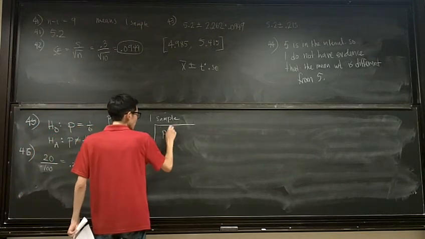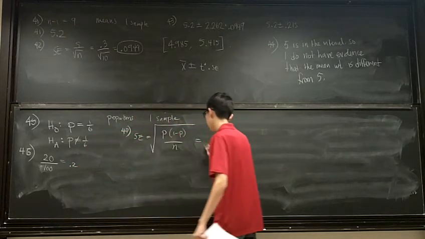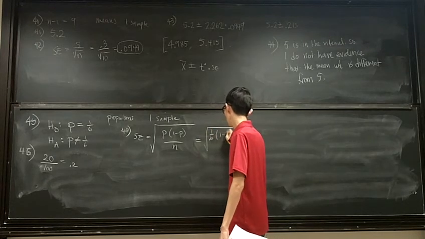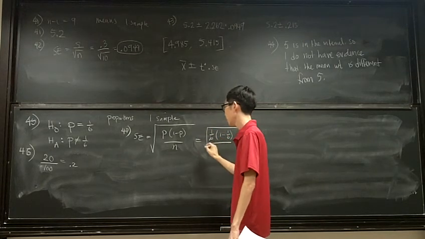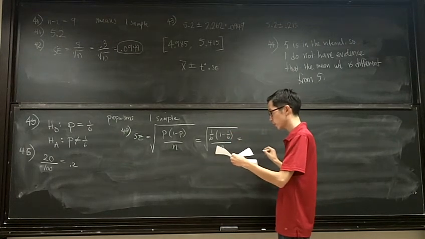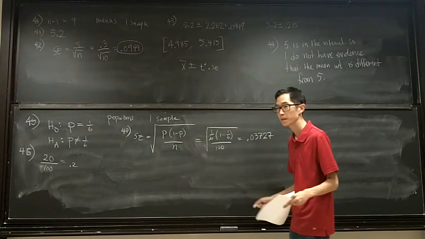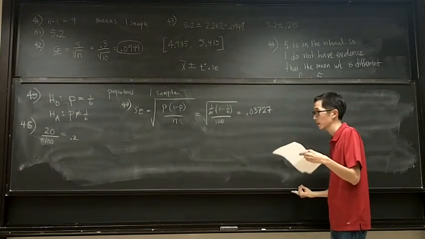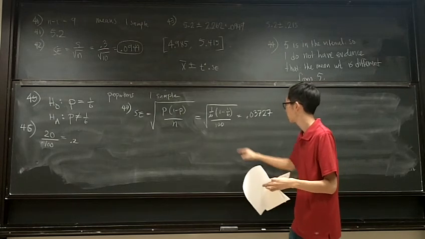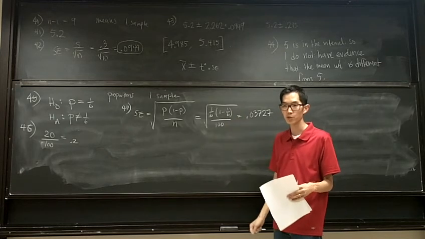So I've got the square root of P times 1 minus P over N. And what is the P that I'm looking at? 1/6. And 1 minus 1/6 over N, which is 100. Alright, and so I get 0.03727. How do you calculate that? You just punch it in your calculator, use parentheses, and it'll do it.